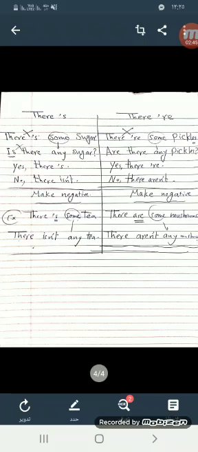How can we make negative? Look at this example. There is some tea. Look at is. When you want to make negative, change is into isn't. Okay? So the sentence will be there isn't any tea. Okay?